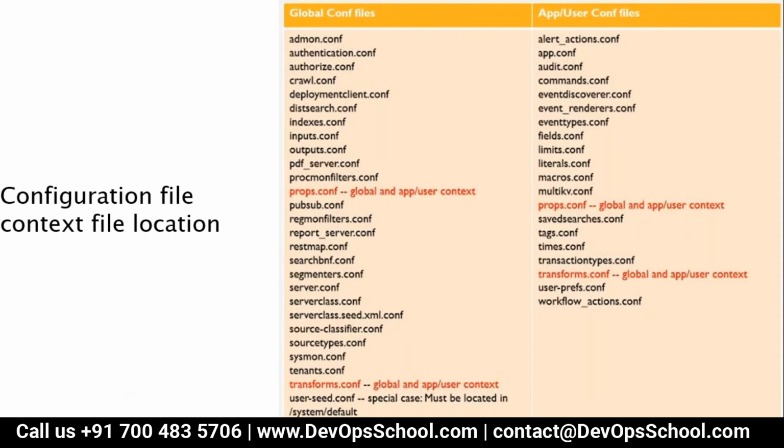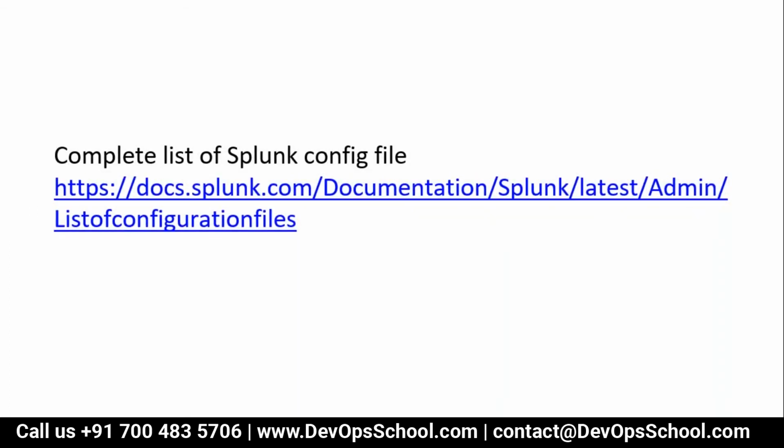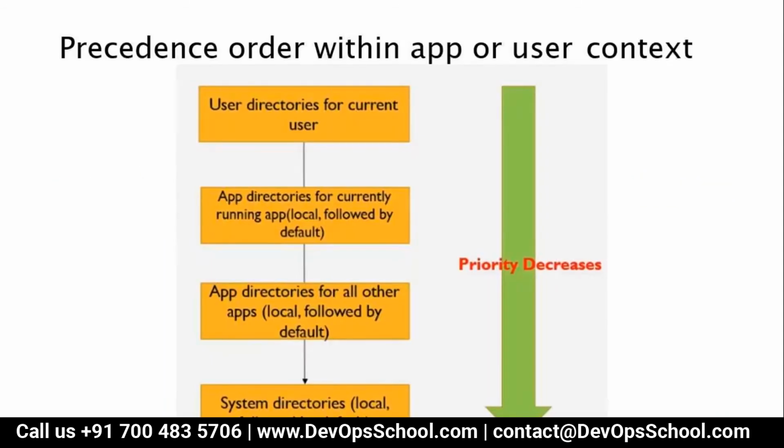So here now, which are the files you may have? Look at this. These are the different files which you may have, other than the one which I showed you last time, in the last slides. So this is the one. Okay, the complete list of Splunk configuration files is located at this place. You can check it out later when you have time.